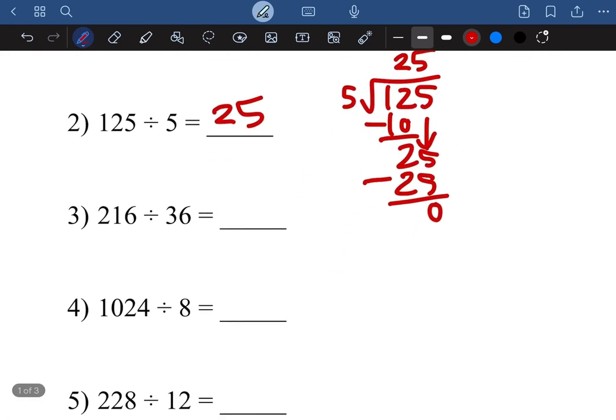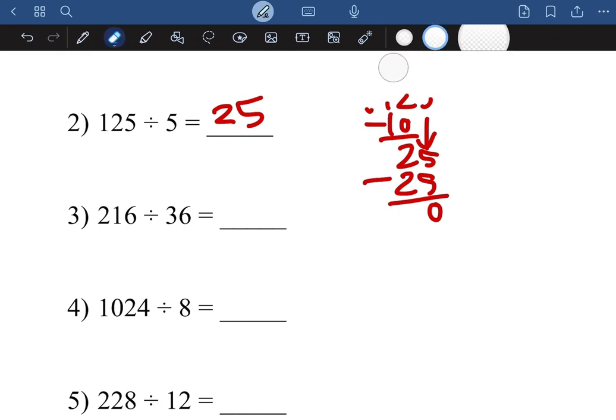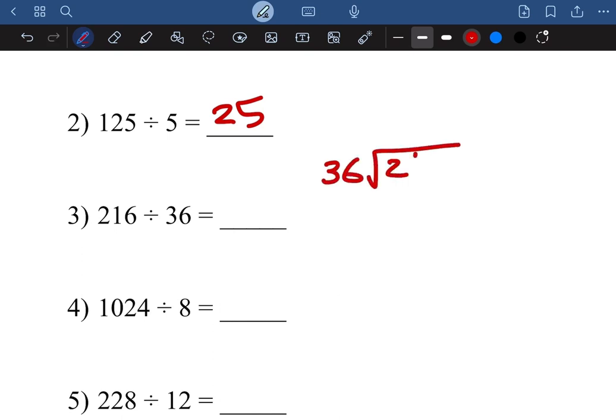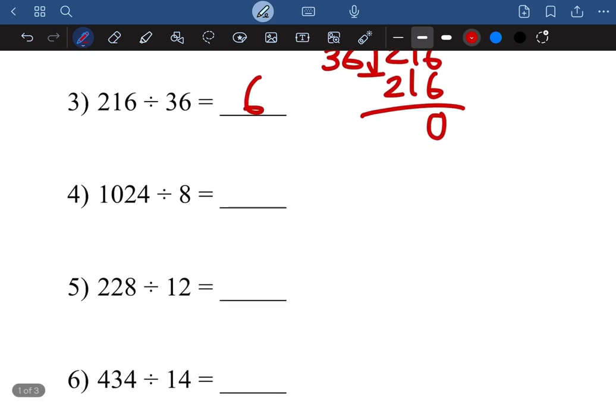Number 3. We have 216 divided by 36. So first we're going to set this up. 36 goes into 21 0 times. 36 goes into 216 6 times. 6 times 36 is 216. 216 minus 216 is just 0, so the answer for number 3 is 6.